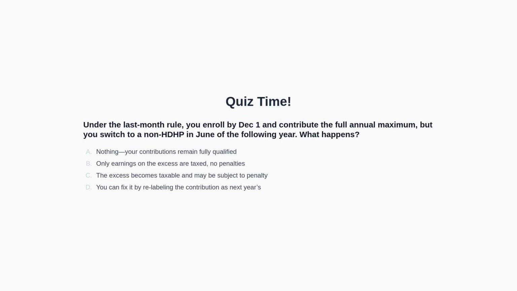Question: under the last month rule, you enroll by December 1st and contribute the full annual maximum, but you switch to a non-HDHP in June of the following year. What happens? Options: A. Nothing changes. B. Only earnings on the excess are taxed without penalties. C. The excess becomes taxable and may be subject to penalty. D. You can fix it by relabeling the contribution as next year's. You may pause the video now to think about the answer. We will discuss the answer in the next section of the video.